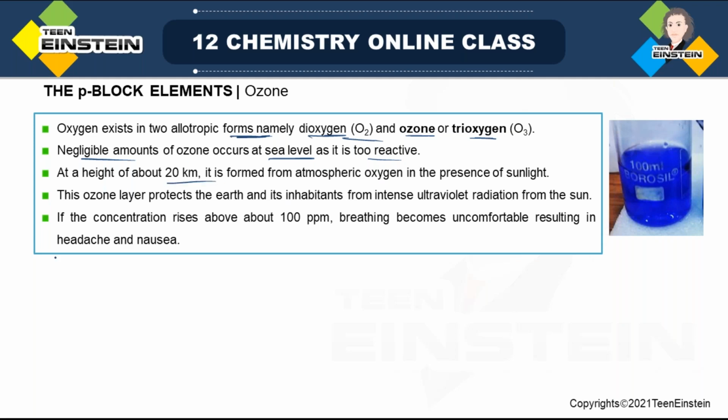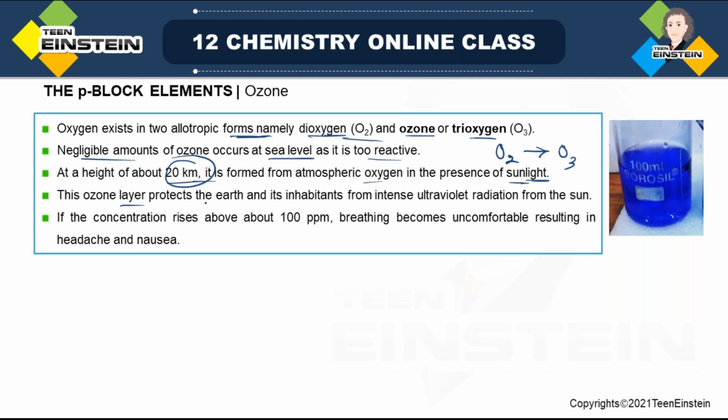At a height of about 20 km in the Earth's atmosphere, it is formed from atmospheric oxygen, because at this height, in presence of sunlight, that is, h nu, atmospheric oxygen is converted to O3. Now this process is not very spontaneous, because O2 is very stable, O3 is very unstable. So this conversion will not take place very easily. But at this height, there is presence of some special radiation, so in presence of that high energy, this conversion is possible.